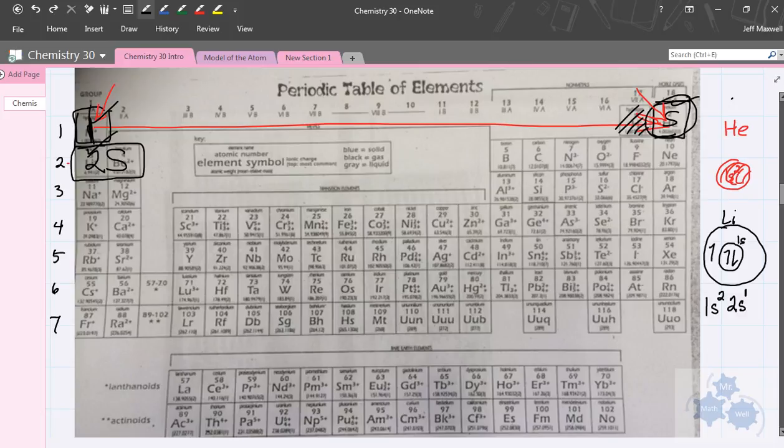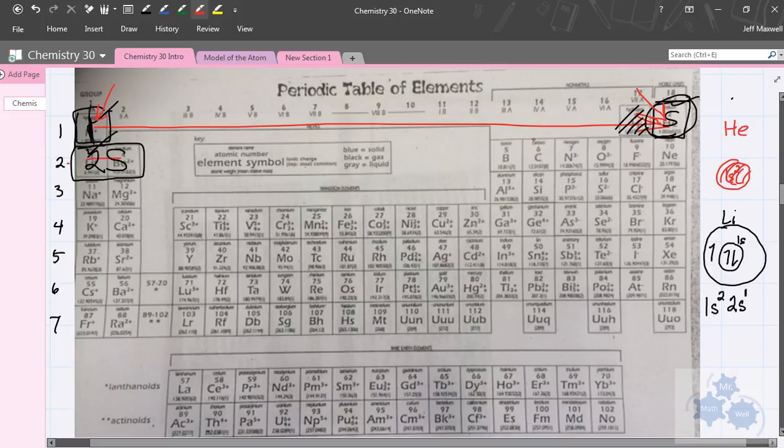I'll do lots of examples, so it'll start to take shape a little bit more for you. But as we move through the periodic table here, beryllium would have a full 1s and a full 2s shell.